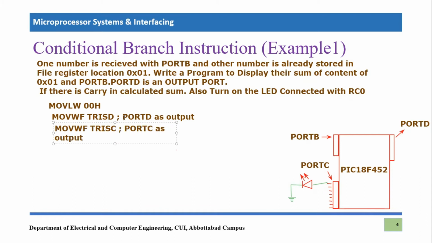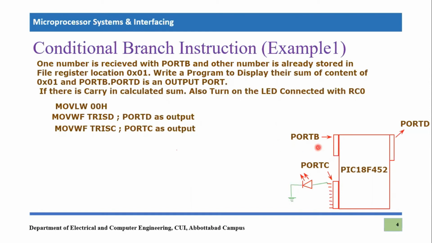We are doing the same thing for both port C and port D, because port C will also be connected to an output device, and port D is also connected to an output. So we are sending the same information into both of these ports, so that port D and port C become output. What is the next thing we have to do? We have to receive a value from port B. Every port by default is an input port, so we will not define port B as input because by default it is in input mode.